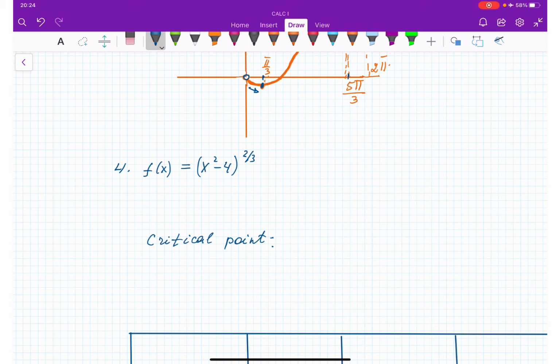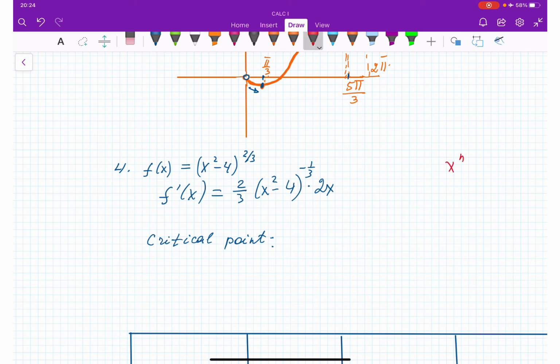Fourth example, let's take care of it. (x squared minus 4) to the power 2/3. Let's take the first derivative. f prime of x is equal to... So it's a chain rule, right? First I'm going to take the derivative of the power 2/3, which is going to be 2/3 of (x squared minus 4). And then I'm getting into x squared minus 4 and taking the derivative of each one of them. Derivative of x squared is going to be 2x. Oh, here I forgot. It's going to be negative 1/3, right? Because 2/3 minus 1. Remember?